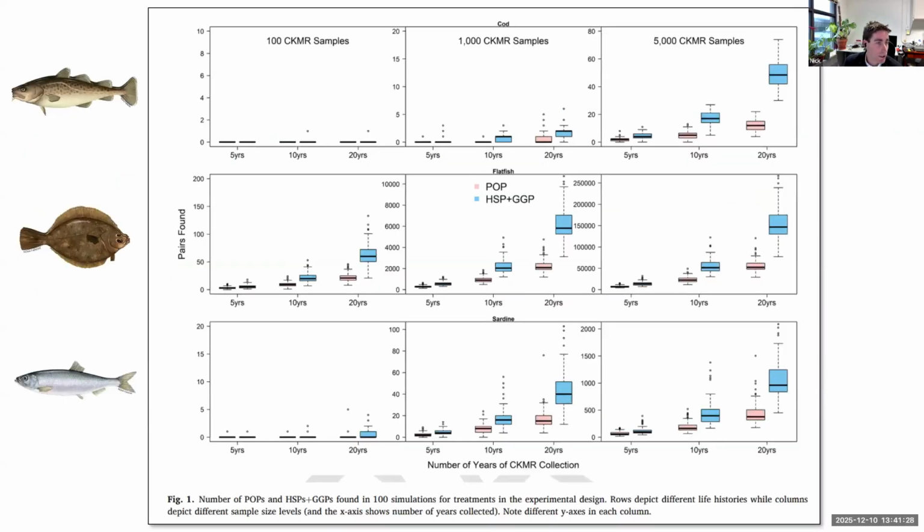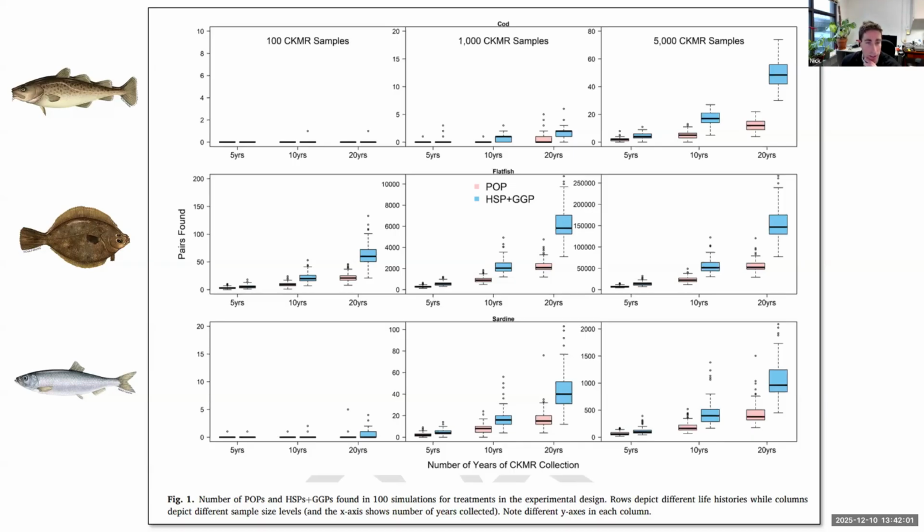Okay, so what you're looking at here, top row is the cod population, middle flatfish, bottom sardine. In our columns are the annual sample size levels, so 100, 1,000, 5,000, and then within those panels, the number of years you collect it. And this is the number of pairs we find across simulations. You can see at the 100 sample size level, we're basically not finding any pairs. We're starting to find pairs in the flatfish model. We're getting almost to 100 total pairs found.